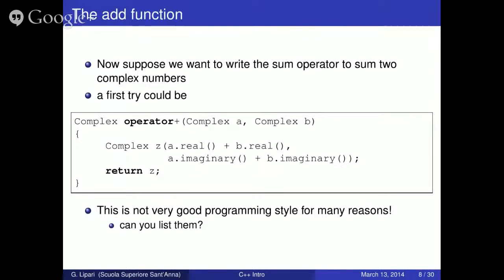Okay, so this is a walk through the implementation of operator plus, and actually here I'm writing a very stupid implementation of the operator plus, and let's see why this is not good programming style. First of all, I'm not using constant references as parameters, and this means that a copy is going to be made for the first one and the second one.